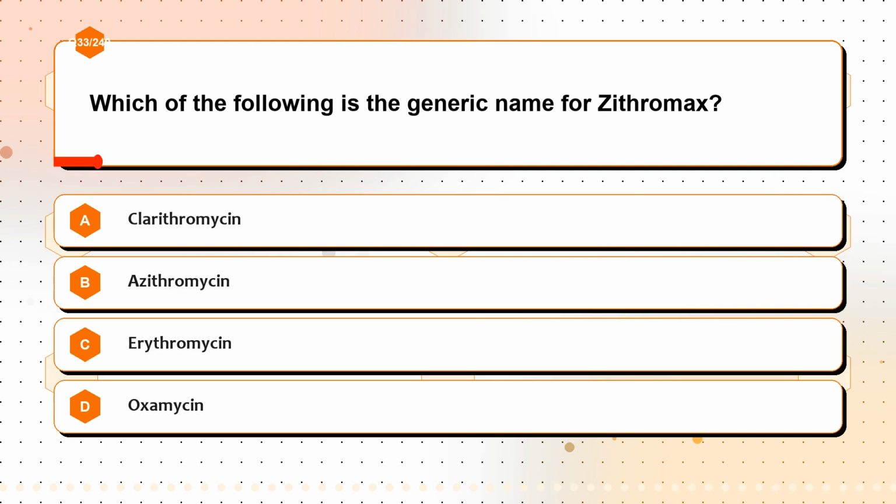Question 33. Which of the following is the generic name for Zithromax? Here are the options. Option A, clarithromycin. Option B, azithromycin. Option C, erythromycin. Option D, oxamycin.